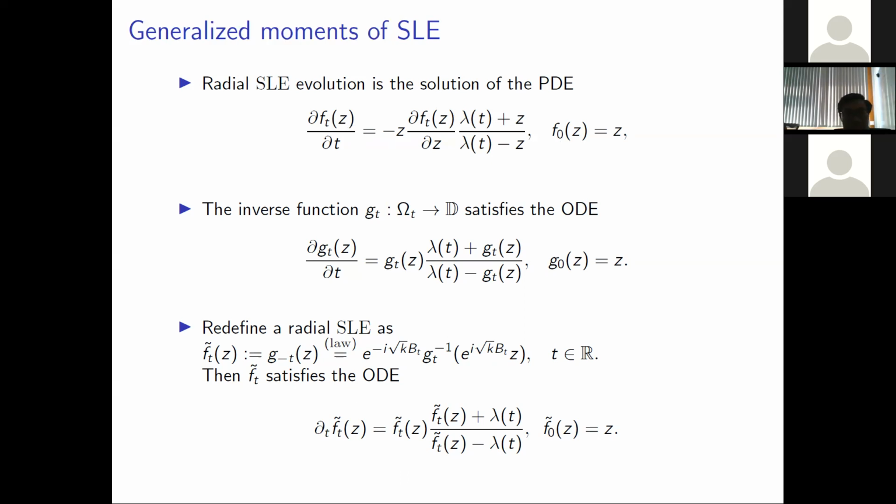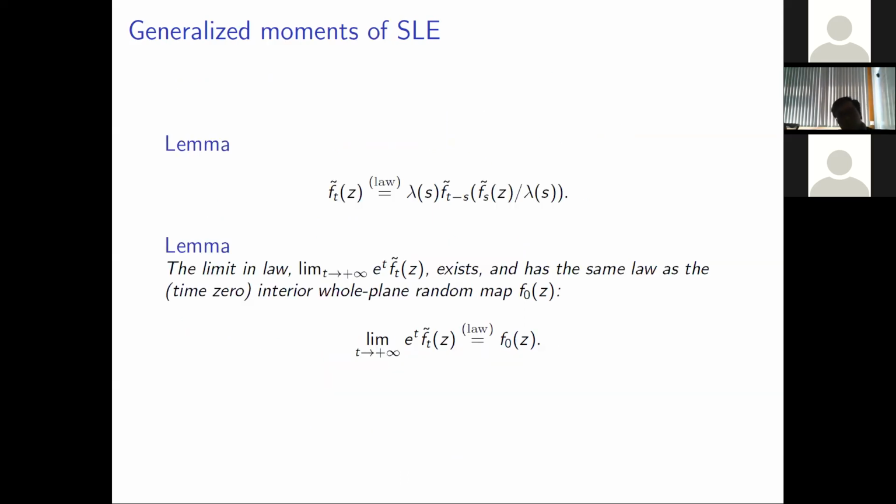Okay. So we have two important tools. The first one is a property of the radial SLE, which is called the Markov property, due to the Markov property of Brownian motion. And the second is the relation between the radial SLE at T and whole-plane SLE, our study object.